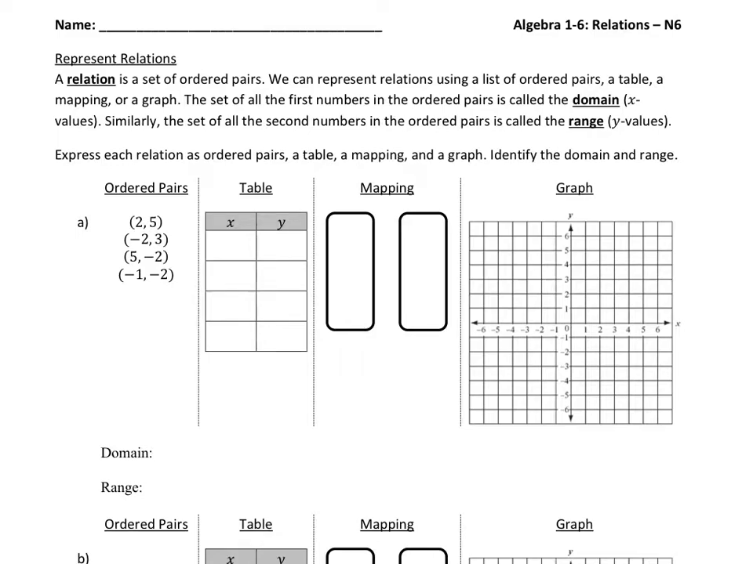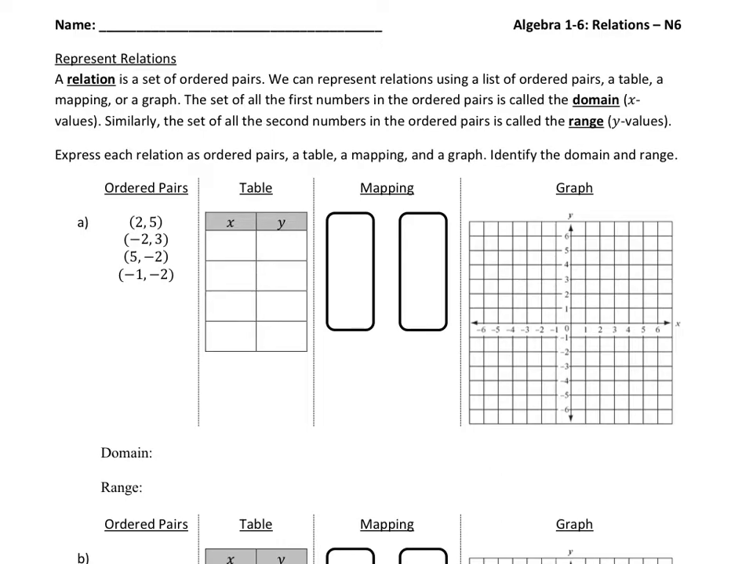The set of all the first numbers in the ordered pairs is called the domain, or x-values. Similarly, the set of all the second numbers in the ordered pairs is called the range, or y-values. Express each relation as ordered pairs, a table, a mapping, and a graph. Identify the domain and range.